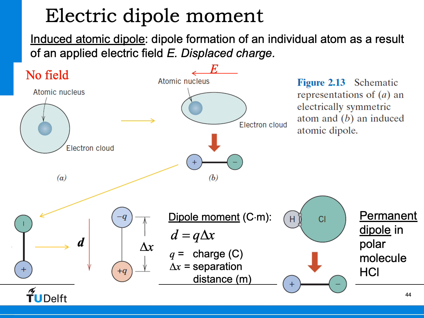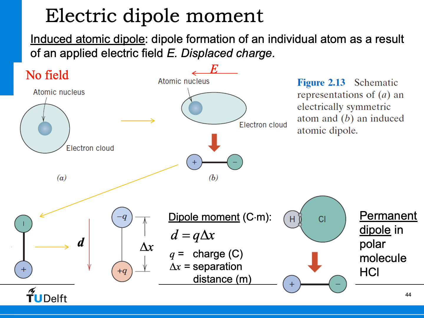Then we move on to this picture, and we represent it now in this way. There is a negative charge Q, and there is a positive charge Q, and they're separated over a distance delta x. Then the dipole moment D equals the charge times the separation distance. And since the charge is in coulombs and the distance is expressed in meters, the dipole moment will have units of coulomb times meters.